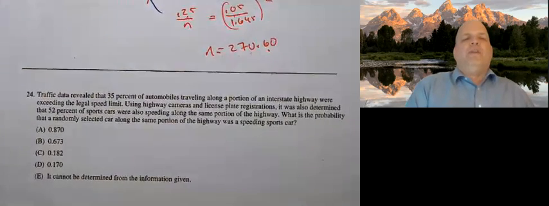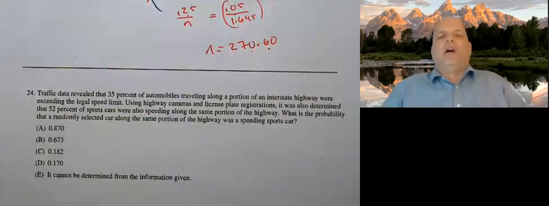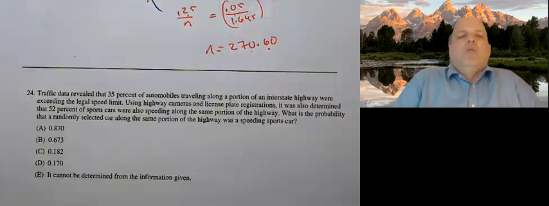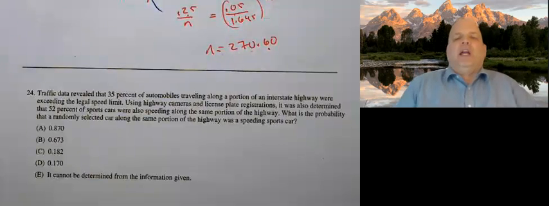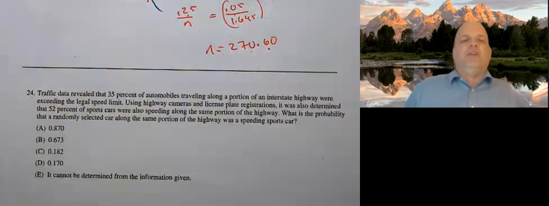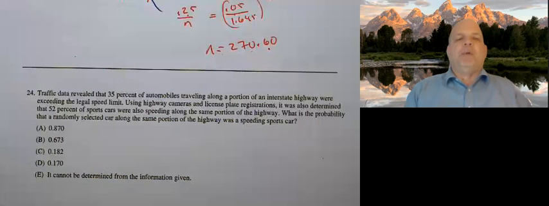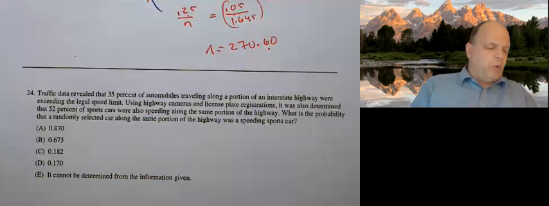24. Traffic data revealed that 35% of automobiles traveling along a portion of an interstate highway were exceeding the speed limit. Using a highway camera and license plate information, it was also determined that 52% of sports cars were also speeding along the same proportion of the highway.